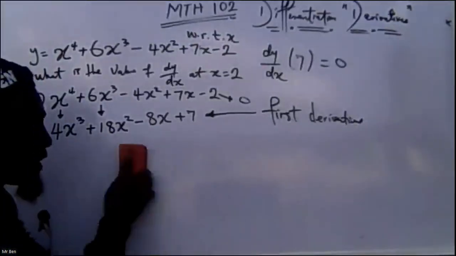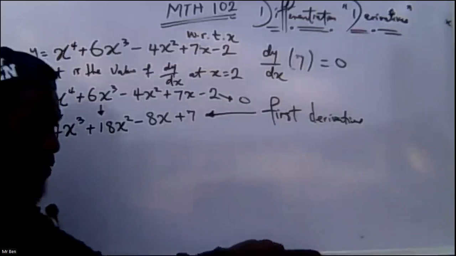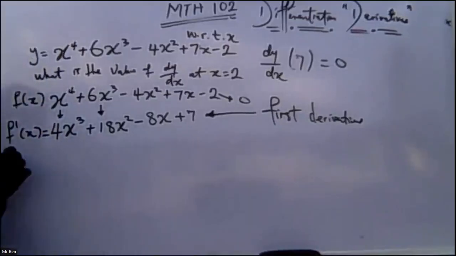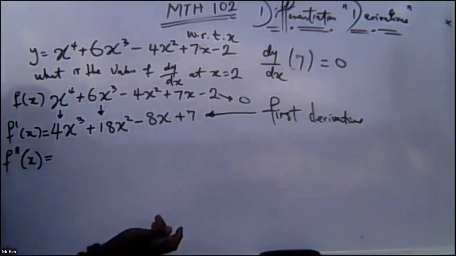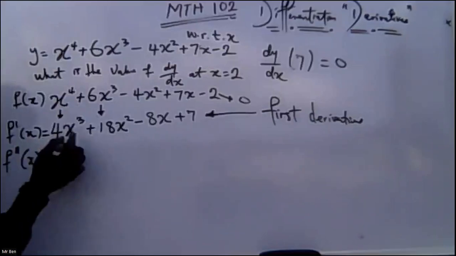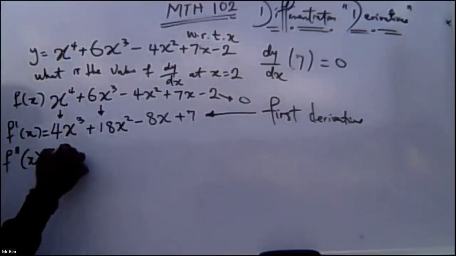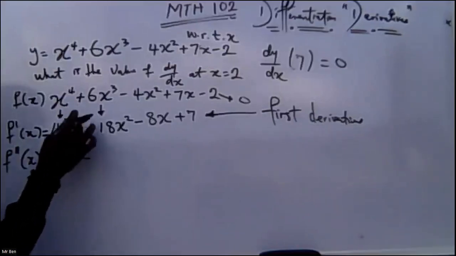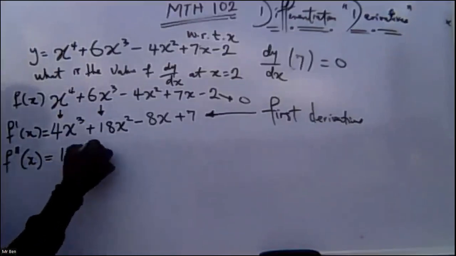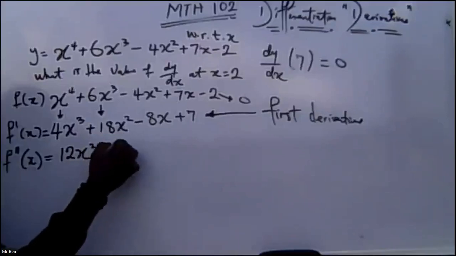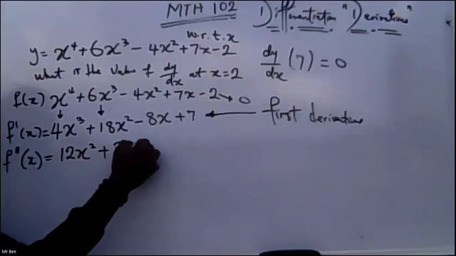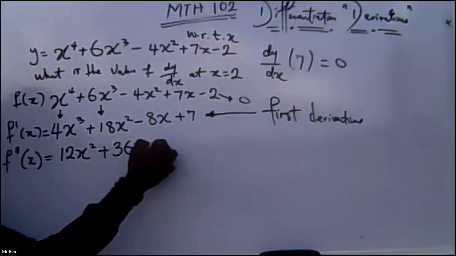To find the second derivative now, we are going to differentiate each part again. So let's differentiate this part now. It will be 4 times 3, which is 12x. Subtract 1 from this 3, which will give us 2. Plus 2 times 18, which will give us 36x, the power 1, which is still x.